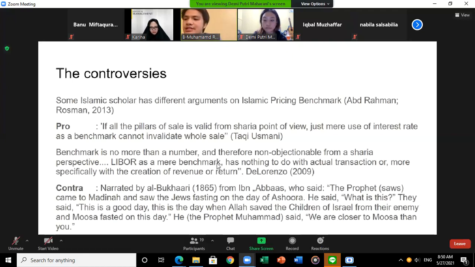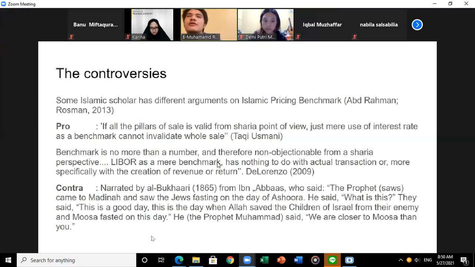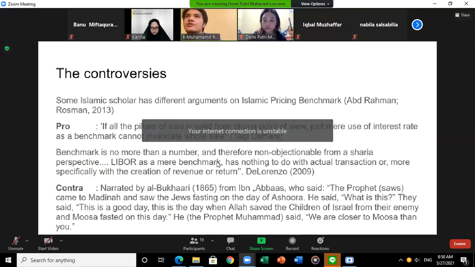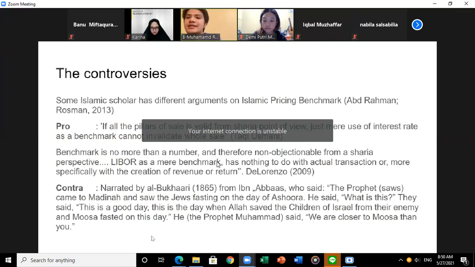The meaning of this hadith is that we shouldn't follow kafir or infidels in whatever they do. So in this context, we need an Islamic benchmark because LIBOR is made by non-Muslims, those kafir, and we shouldn't follow them.